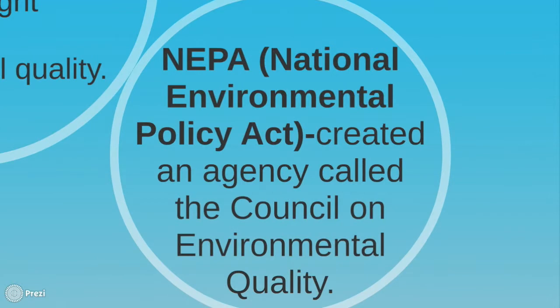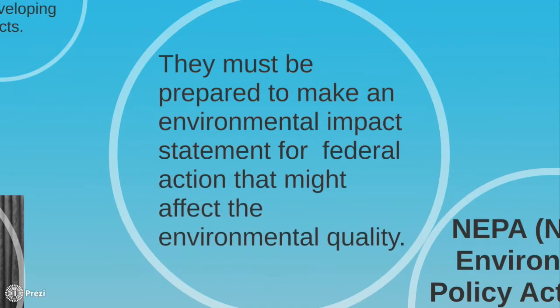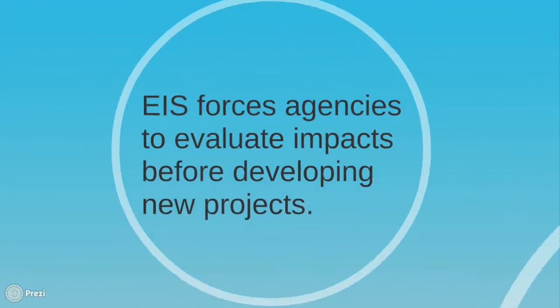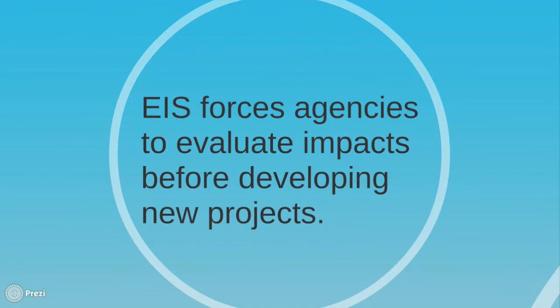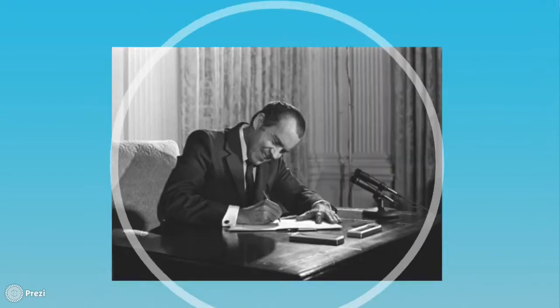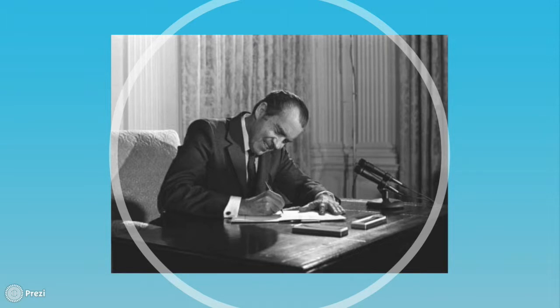NEPA, or the National Environmental Policy Act, created an agency called the Council on Environmental Quality for federal action that might affect environmental quality. For this to happen, an environmental impact statement must be prepared, which forces agencies to evaluate impacts before developing new projects. Nixon called for a new approach on environmental policies and created the Environmental Protection Agency, which sets and enforces standards on pollution levels and raises awareness to the public.